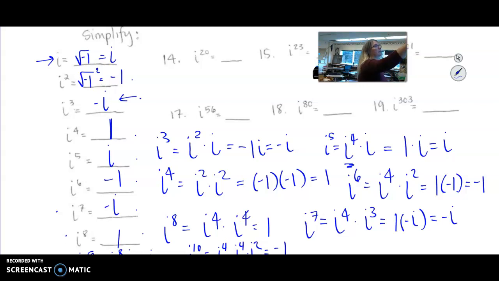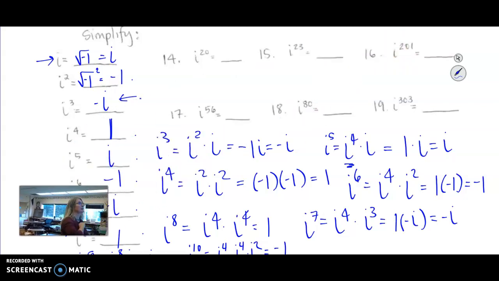So there's a couple shortcuts to doing this. Okay, i to the 20th. What you want to do, keep in mind, is that you could use i to the 8th or i to the 4th because they're both equal to 1, but it's easier to remember just one of those things. So let's remember that i to the 4th is 1.